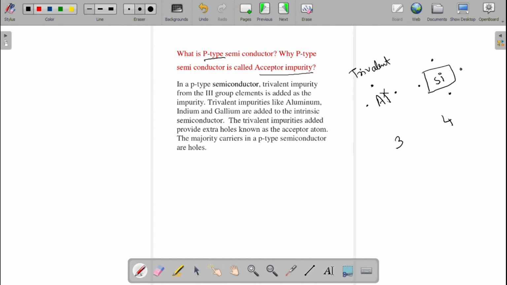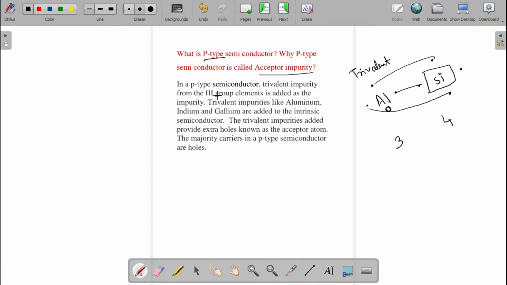It consists of 3 electrons in the outermost orbit. Now both will make covalent bonds. One electron with this, and this two and this two, right? Here one electron is missing, so one hole will be there actually. It has to accept an electron. That means it provides holes. It is ready to accept the electron. That's why it is called an acceptor impurity.